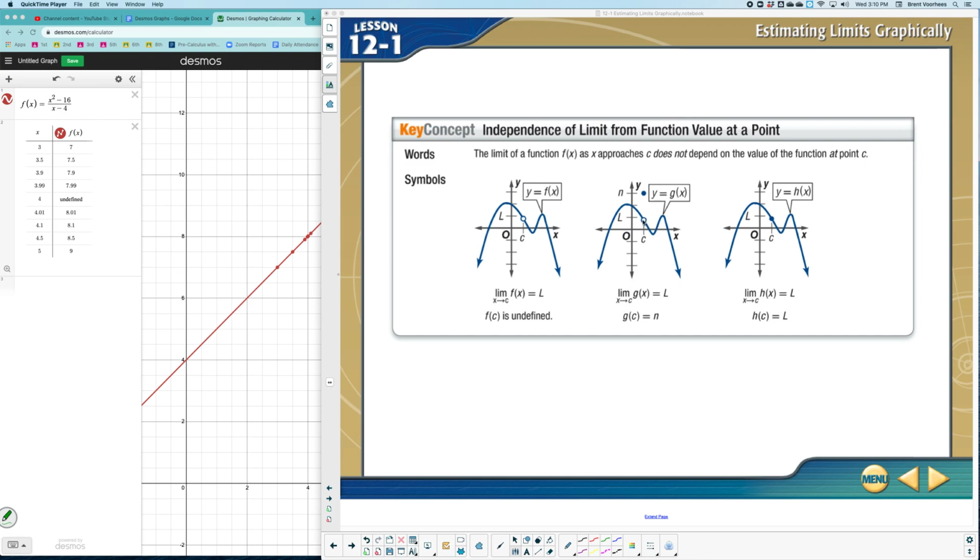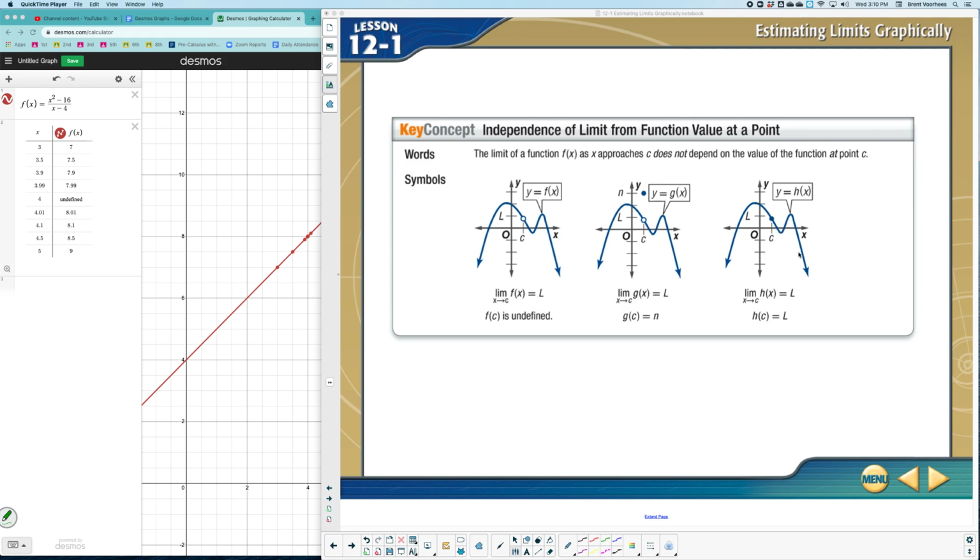The graph was approaching this point here. Even though the function itself does not exist there, it exists up here. The limit here would be L, even though the function value would be n. And here, this function would be undefined. So if you're wondering why is that G, why is that F, they just called this equation F here and this one G. All right, now let's look at equation H.